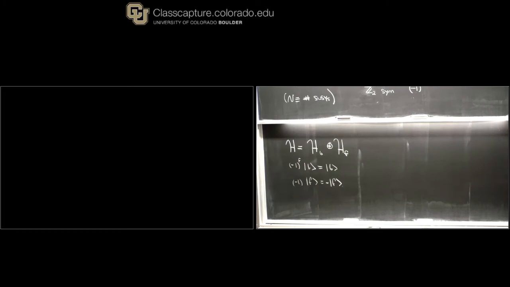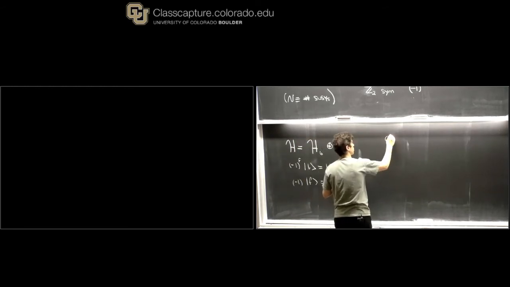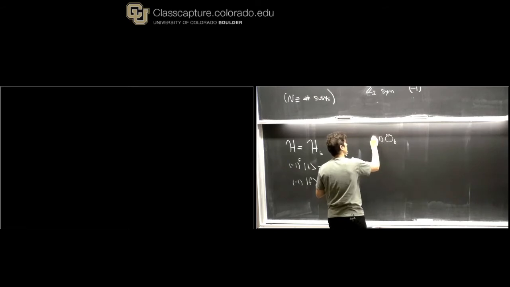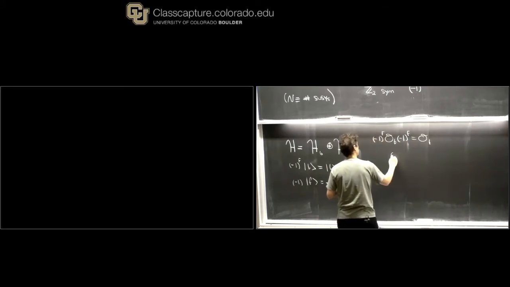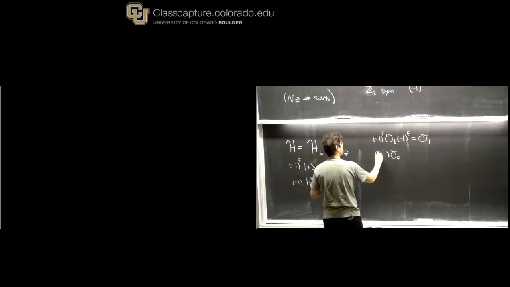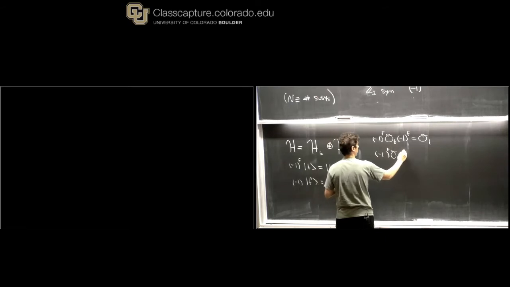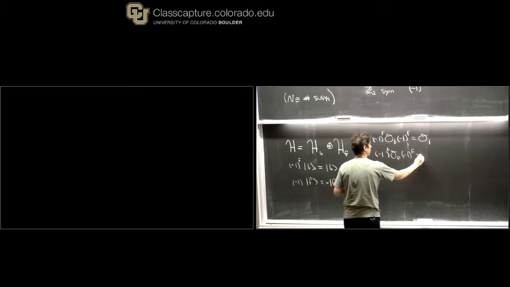And of course, we can grade the operators in our theory by this Z2 symmetry as well. So we say that an operator O is bosonic if (-1)^F gives you back O, and an operator is fermionic if instead you get a minus sign.